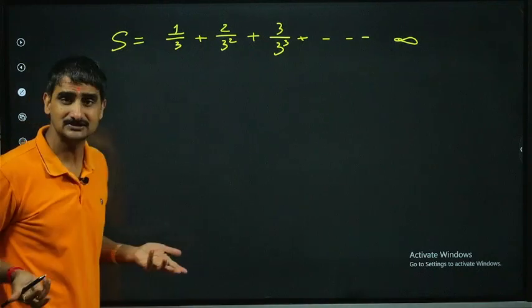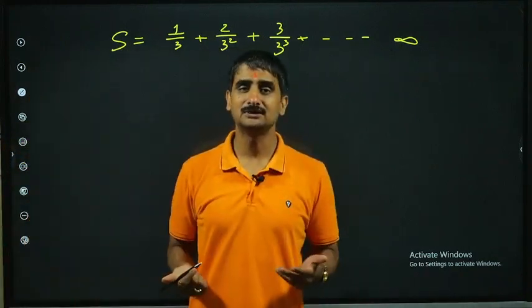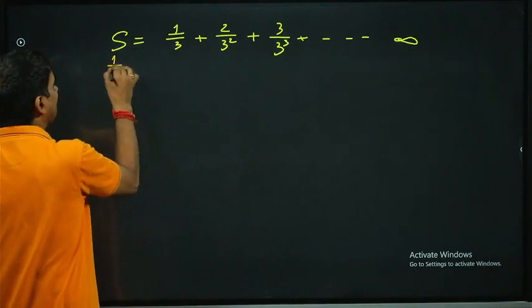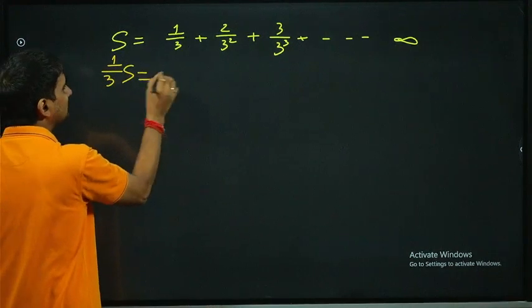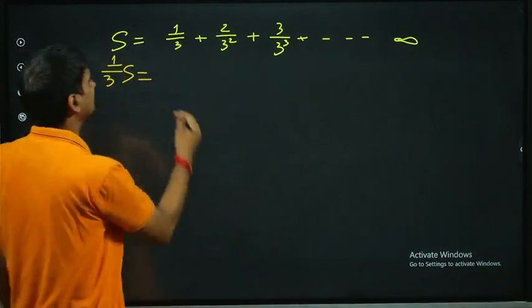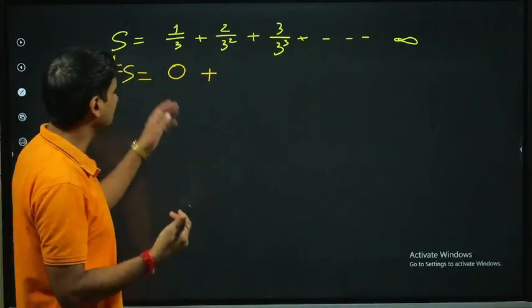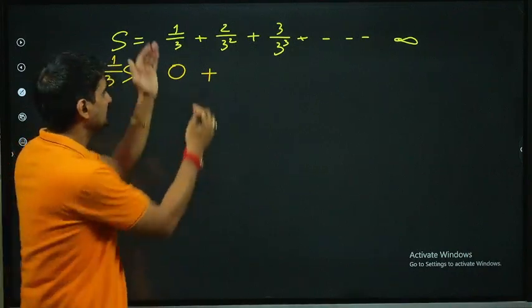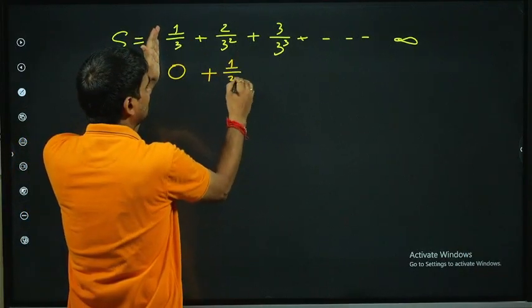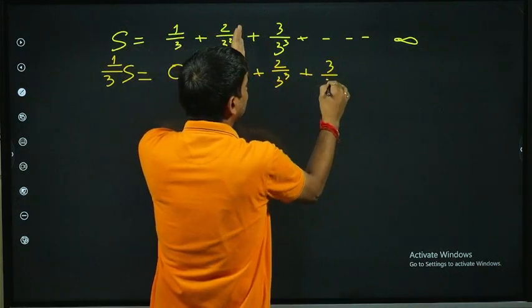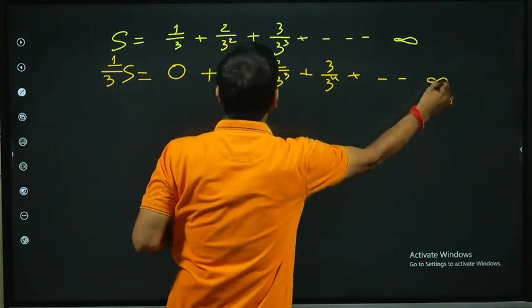So what do we do in case of AGP? We multiply both sides by the common ratio of the GP, so let's do it. And then we shift, while writing the right-hand side, the series by one term towards the right. How do we do it? By introducing 0 as a first term. So now multiply by 1 by 3, you get this, then multiply this by 1 by 3, you get this, and so on till infinity.